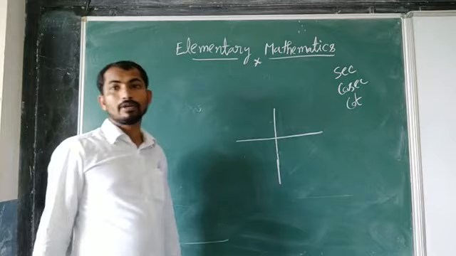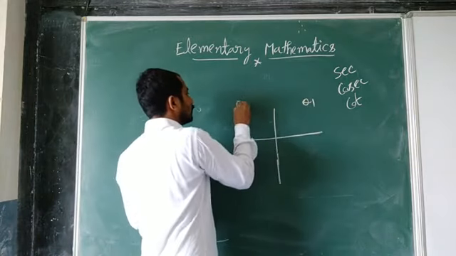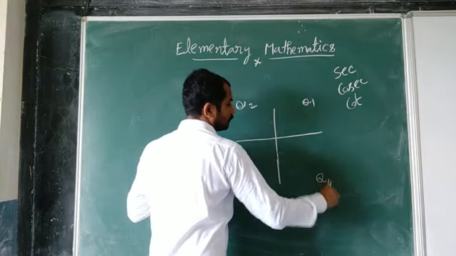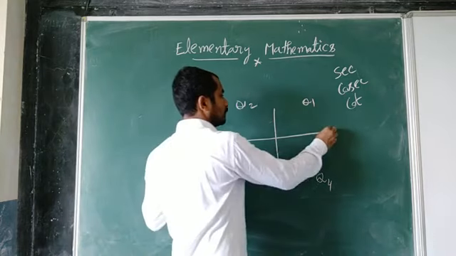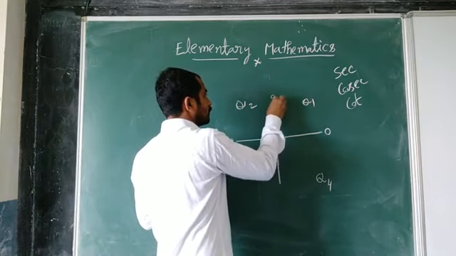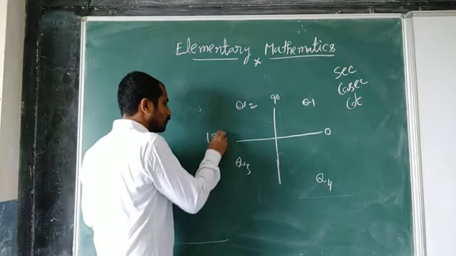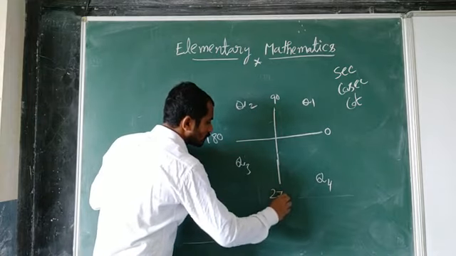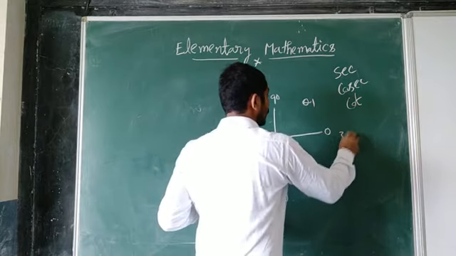Before that, I am dividing this plane into four quadrants: quadrant 1, quadrant 2, quadrant 3, quadrant 4. In the first quadrant, the angle is 0 to 90. The second quadrant angle is 90 to 180. The third quadrant angle is 180 to 270 degrees. And the fourth quadrant is 270 to 360 degrees.